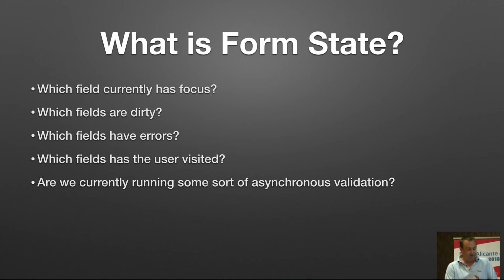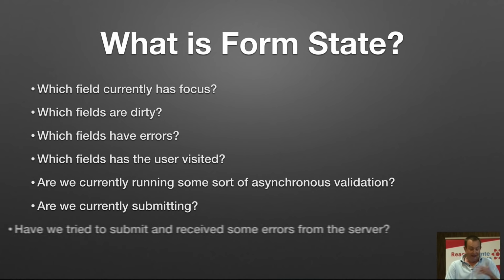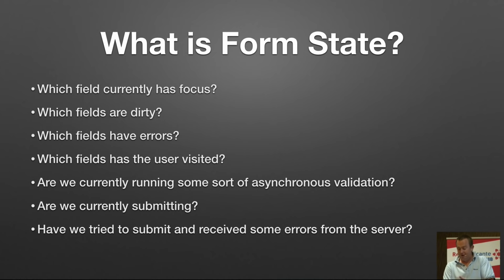Are we currently doing some sort of asynchronous validation? Maybe the user's choosing a username, and before they even finish the sign-up form, we want to go check with a server to see if that username is available. Are we currently submitting? Now that we're submitting everything with Ajax these days, you need to show some sort of a spinner or disable the submit button or something to let people know that something is going on. And have we tried to submit and received some errors from the server? We need to display those somewhere.